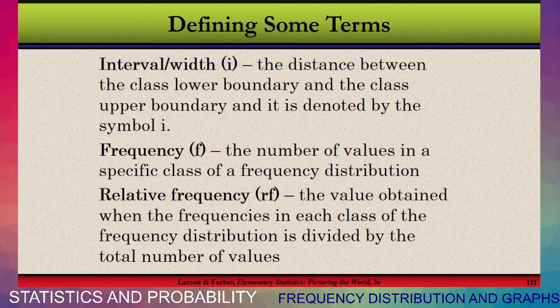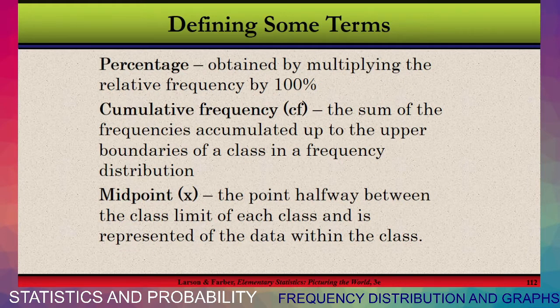So, ibig sabihin, kalimitan na lalabas dito ay hindi pala kalimitan, madalas, or ang makukuha natin dito ay decimal. So, lagi may decimal places na lalabas. Okay? So, next. Percentage, obtained by multiplying the relative frequency by 100%. So, yan. Pag nakuha natin si relative frequency, ita-times na lang natin siya sa 100%.